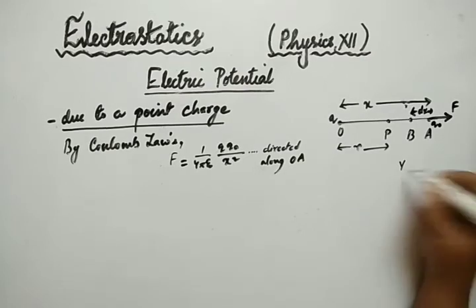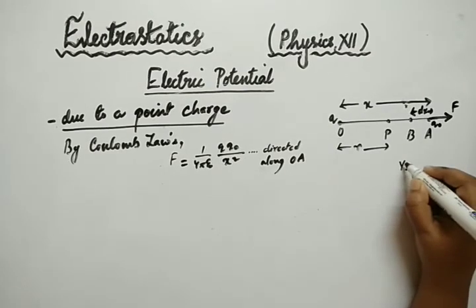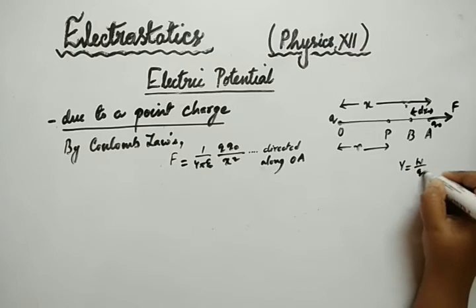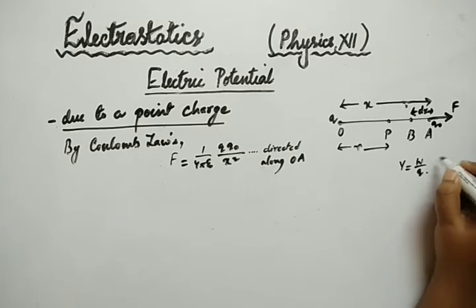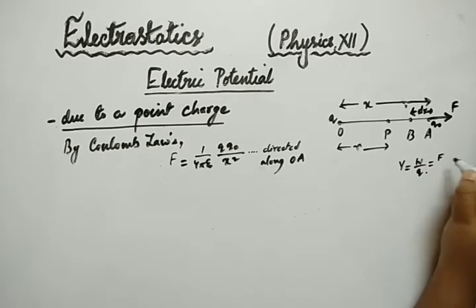Now why are we calculating force? Because we know we have to calculate electric potential, which equals work done by charge. So you need to know the work done. For work done, what do you need to find out? You need to find out force, and you also need to know the displacement.